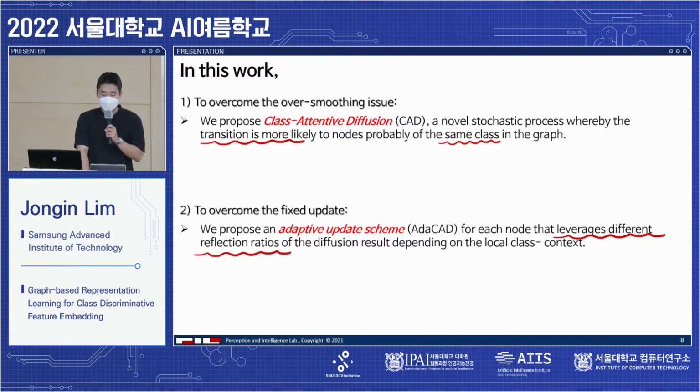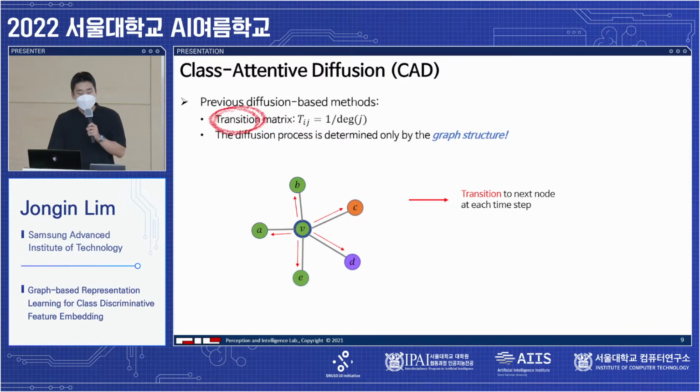First, to overcome the oversmoothing issue, we propose class-attentive diffusion, whereby the transition is more likely to nodes probably of the same class. Secondly, to overcome the fixed update, we propose an adaptive update scheme that leverages different reflection ratios for each node, depending on the local class context. First, let's talk about class-attentive diffusion. In the previous diffusion-based methods, the transition probability was defined to be uniformly random. And therefore, the entire diffusion process is determined only by the graph structure.